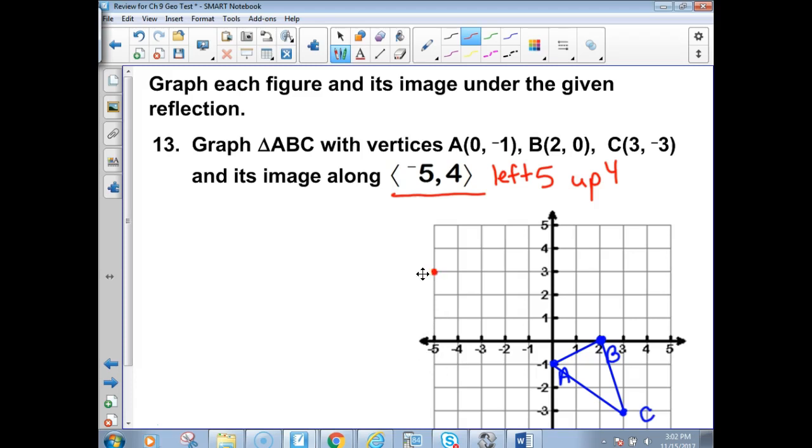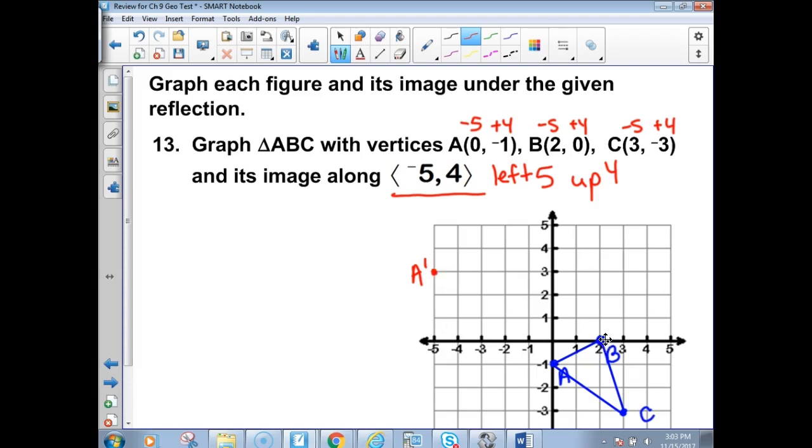Now, I want to show you something, because I could have this be a question where you're not even graphing. What you can do is subtract 5, and add 4 to each of the coordinates. If I asked you this without a graph, you would do 0 plus negative 5, and you would get negative 5, and negative 1 plus 4 is 3. So we should be at negative 5, 3, and we are.